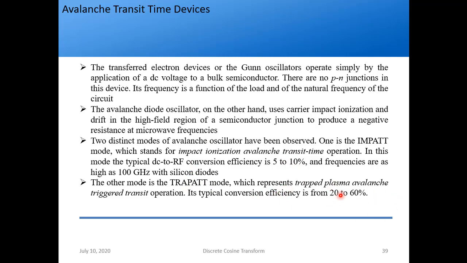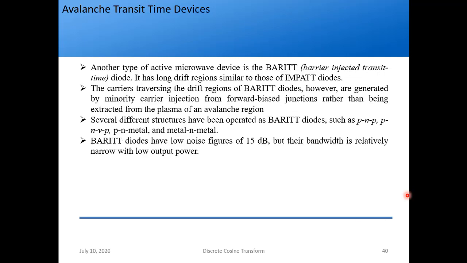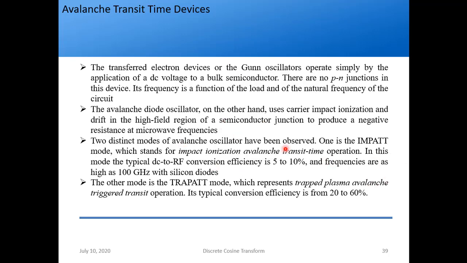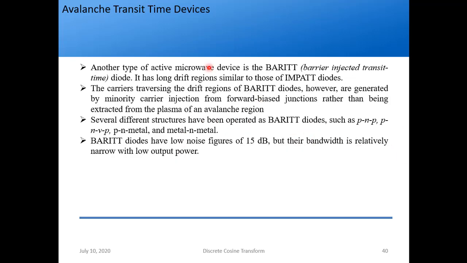Then we have the barrier injected transit time diode. Comparatively, it has long drift regions as compared to the impact and trapatt diodes. How it works is that the traversing drift regions are generated by minority carrier injection from forward bias junctions rather than being extracted from the plasma of an avalanche region. So if you see the working, the others mainly work on a reverse bias junction, but this works on a forward bias junction. Okay. So let's see the impact diode in detail first.